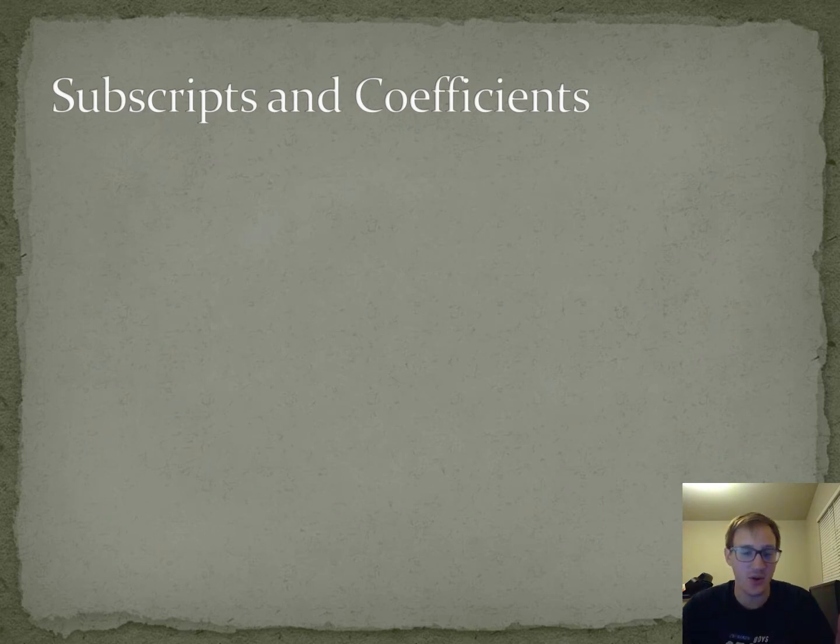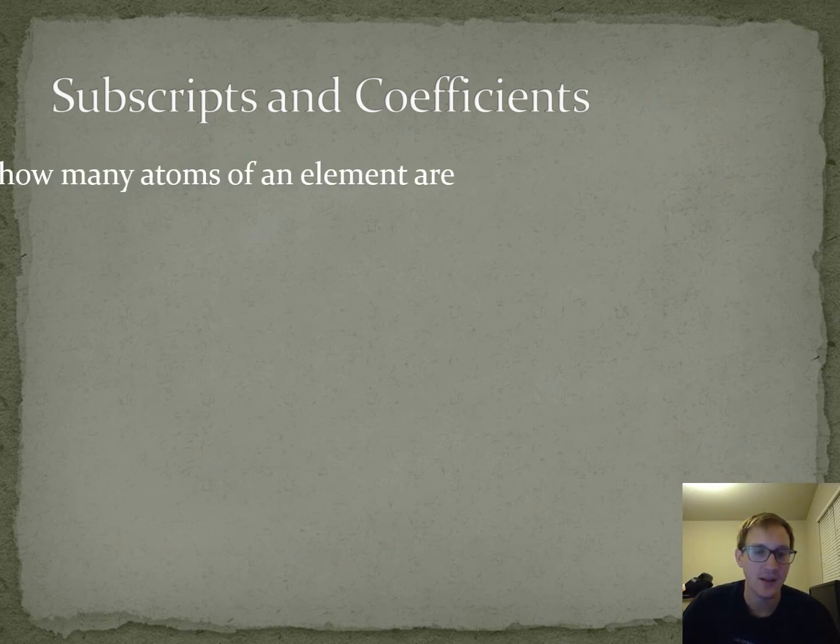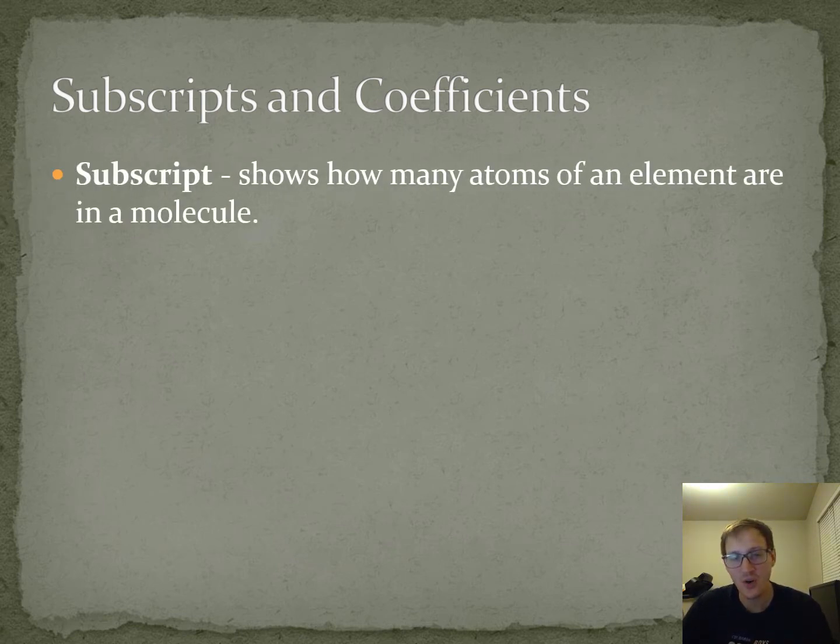So now we need to go into what those numbers in front of those symbols mean. You notice there were some 2's and there were some subscripts and coefficients. Subscripts show how many atoms of an element are in a molecule. Those are the ones that are at the bottom. So if I have hydrogen and a little 2 down here, that is what we call a subscript. That's telling me that I have 2 hydrogen atoms in that molecule.